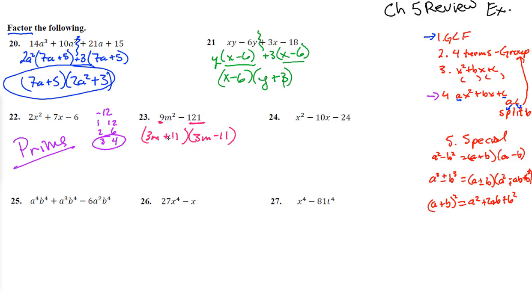Yeah, when you multiply them out, this plus and this minus cancel the middle terms, and you'll be left with 9m squared minus 121. Excellent.